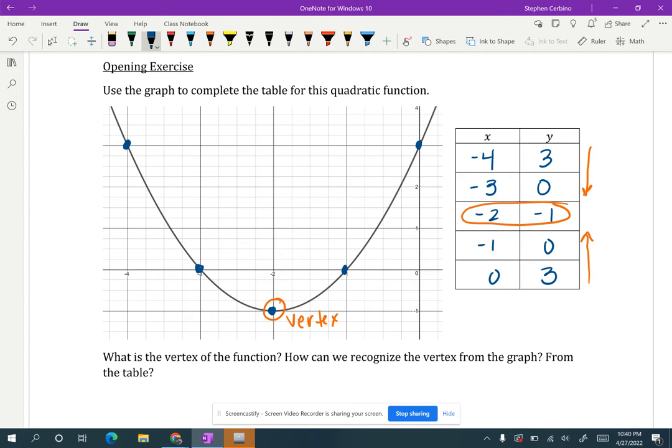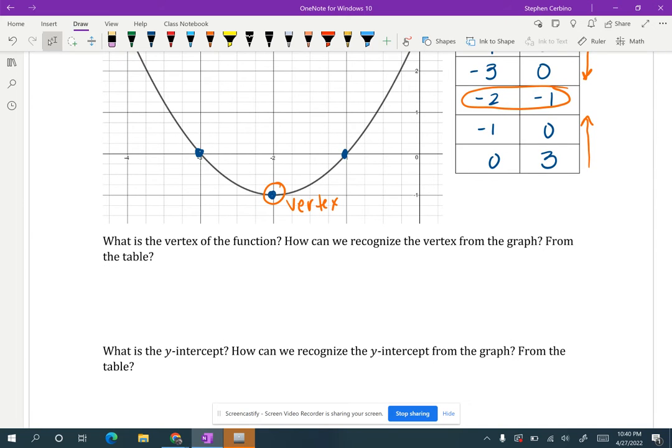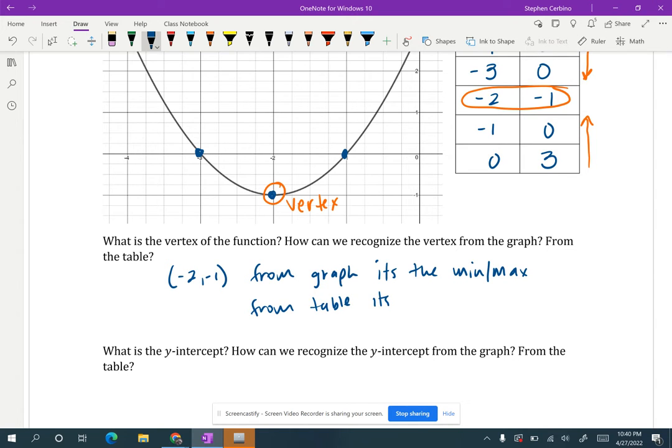So for that problem right below where it says, what is the vertex of the function, we know it's (-2, -1). From the graph, it's the minimum, sometimes the maximum. From the table, it's the point where the y values change direction.